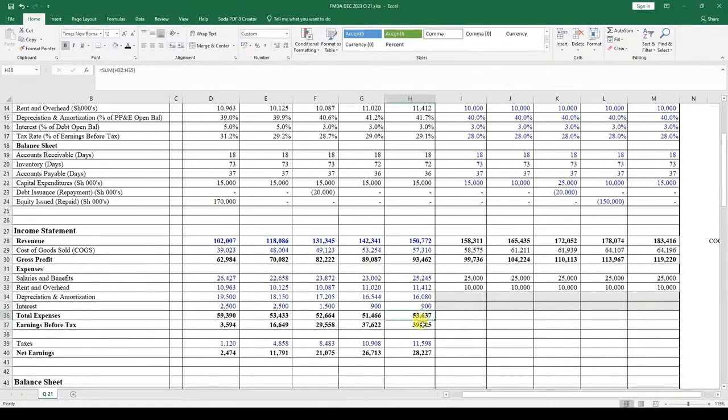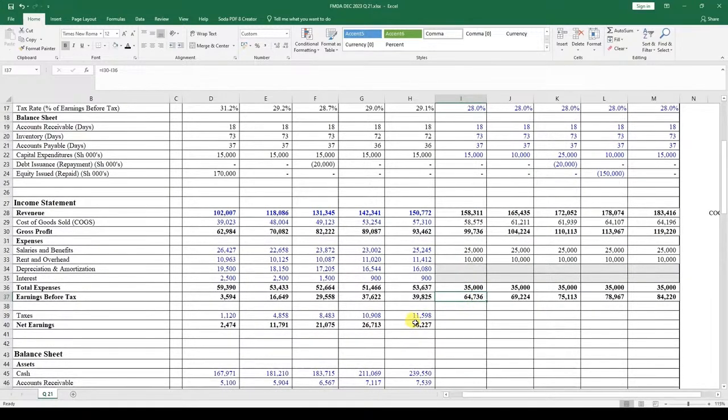Because these are totals, the ones in black are always totals, the ones in blue are hard coded values. We just drag them. Remember that this value here is bound to change, as well as this value is bound to change, because we've not filled out the depreciation, neither have we filled out the interest.